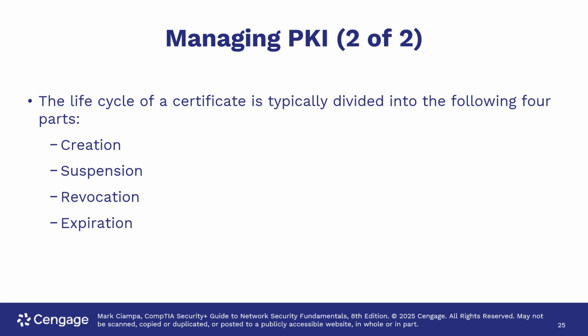If need be, a new one has to be generated. And then lastly, the fourth one is just a simple expiration. So if it's just for 1 year, the year is up, we have to go get another one. It's not been suspended, it's not been revoked, it just expired through normal processes.